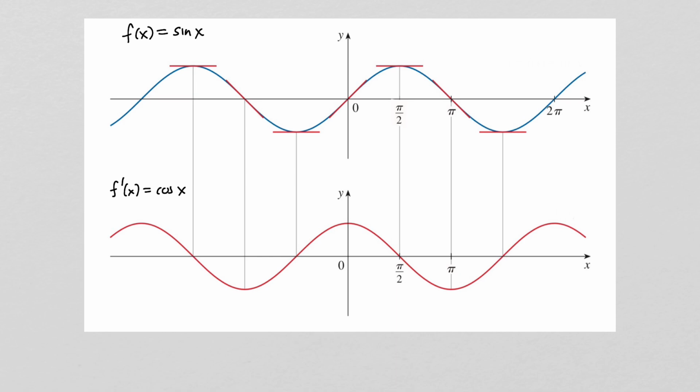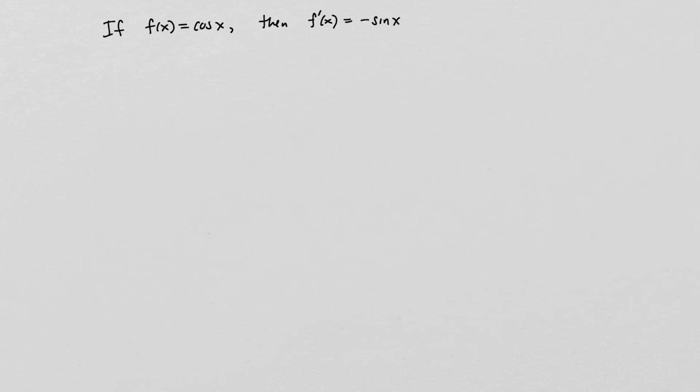Now let's talk about the remaining derivatives. Using similar techniques, if f of x is cosine of x, we can show that the derivative is negative sine of x. I will leave this as an exercise for you because you prove it pretty much the exact same way that we just did sine of x. Let's talk about tangent.